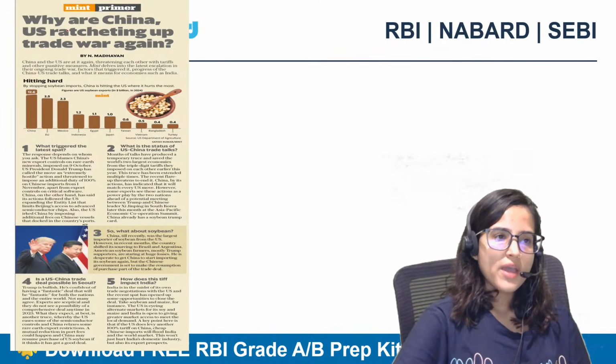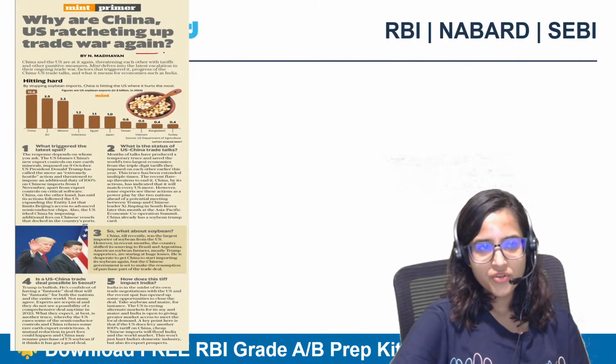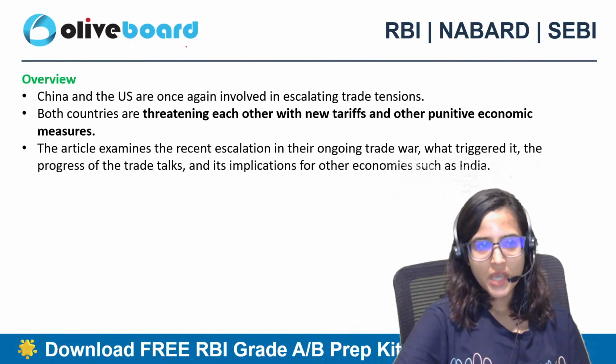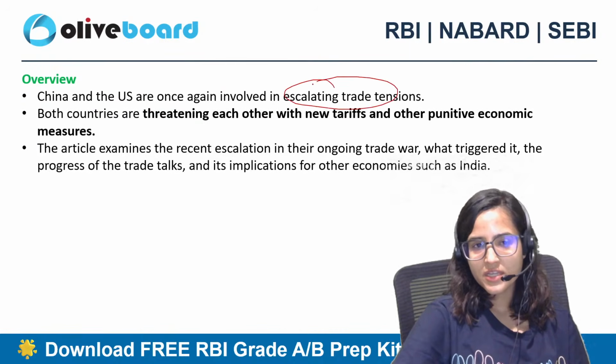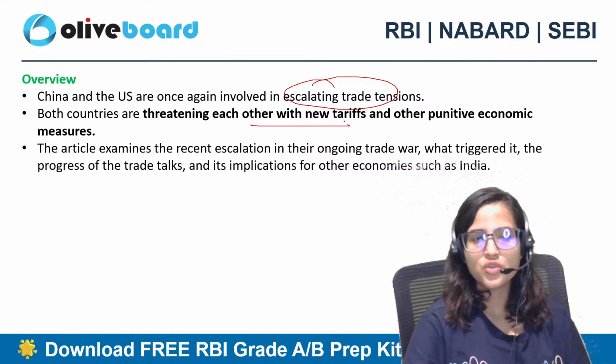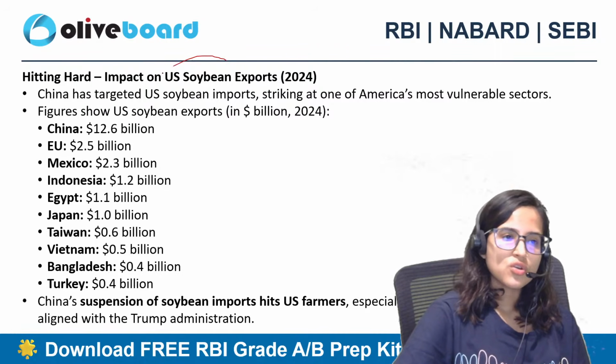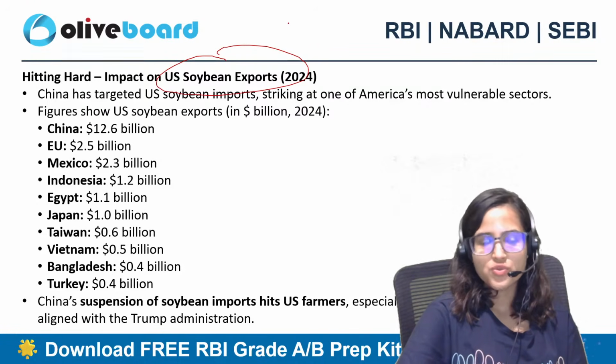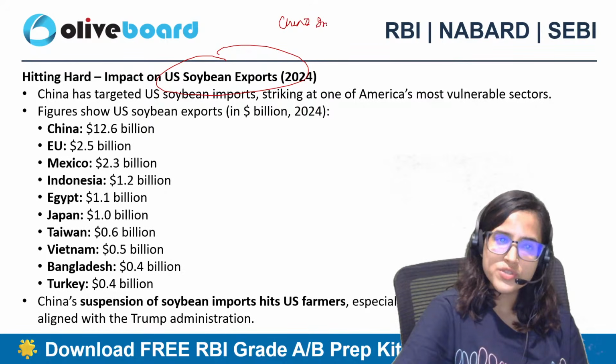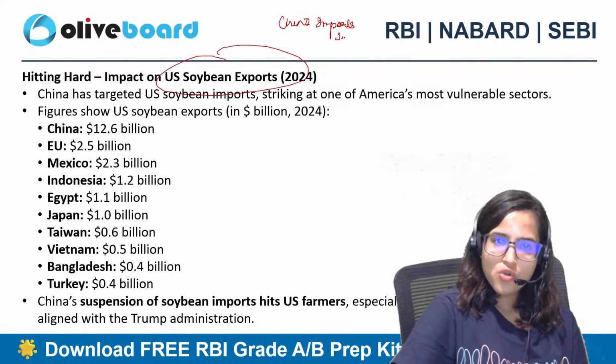Next news is why China and US are ratcheting up the trade war again. China and US are once again involved in escalating trade tensions. They're threatening each other with new tariffs. Okay, so what is the reason? The impact is going to be on US soybean exports. See, China imports a lot of soybean from the US.